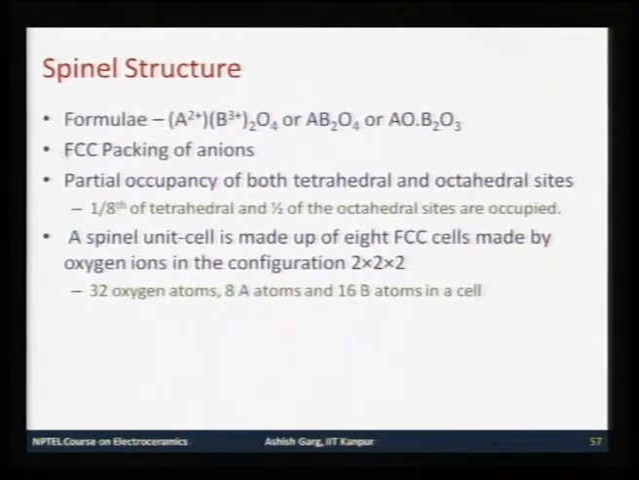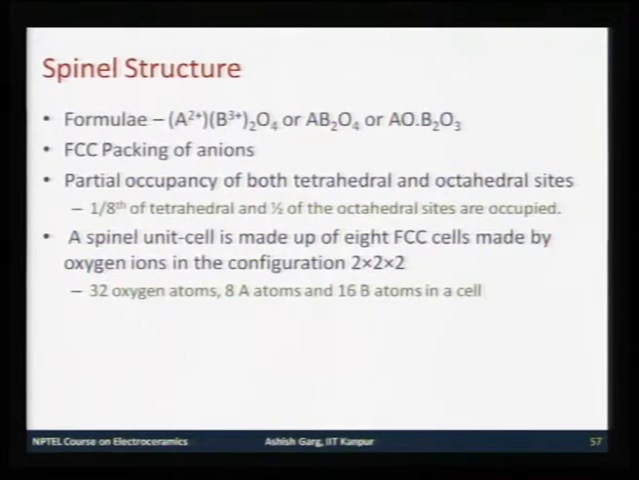since you have FCC packing of anions, you will have tetrahedral and octahedral sites, and per formula unit, for 4 oxygen atoms, you will have 4 octahedral and 8 tetrahedral sites, and the whole unit cell is made up by 8 formula units. So as a result, you have essentially 32 oxygen atoms, 8 into 4, which means you have 32 octahedral sites in a unit cell and 64 tetrahedral sites.